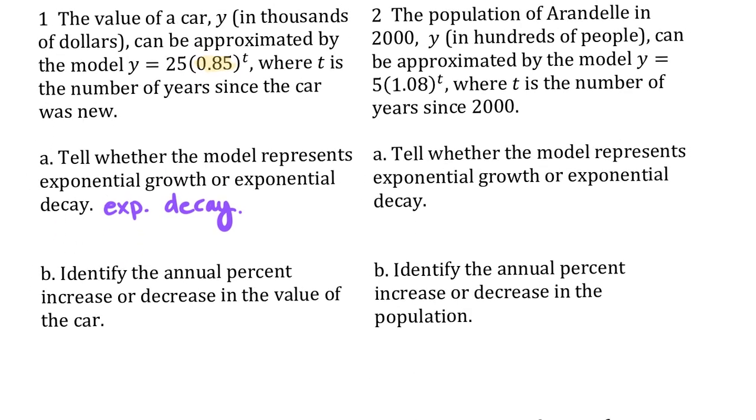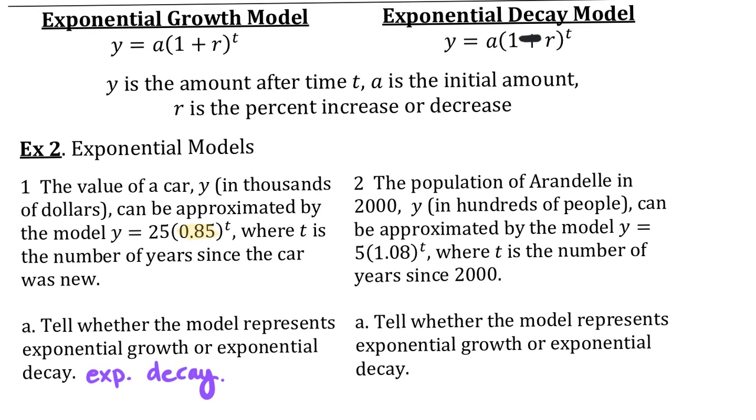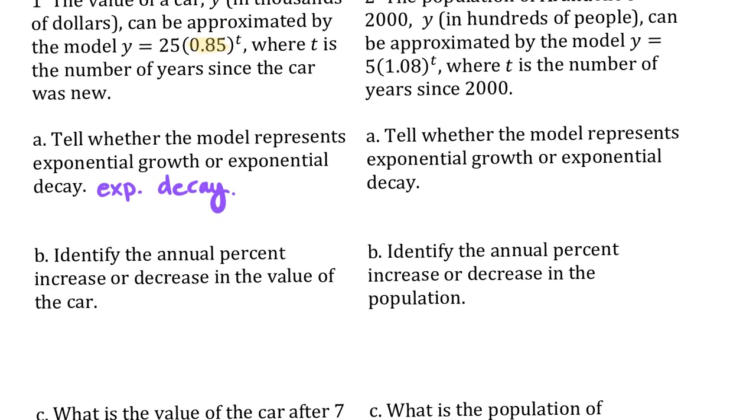Okay, it says identify the annual percent increase or decrease in the value of the car. Okay, where do we talk about the percent increase? The percent increase is R. Since I'm doing decay, it's the amount that was subtracted from 1. Okay, so I have 0.85 here. And it's decaying. If there were a 1 here, I want to see how much lower than 1 it went. So I'm going to do 1 minus 0.85.